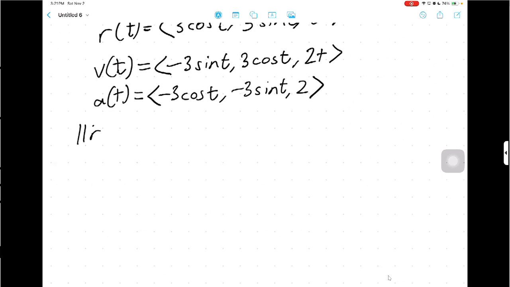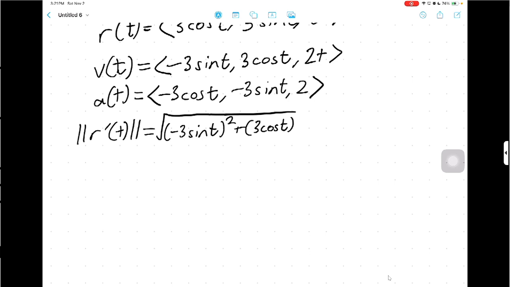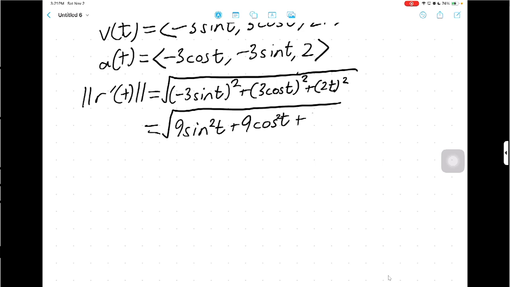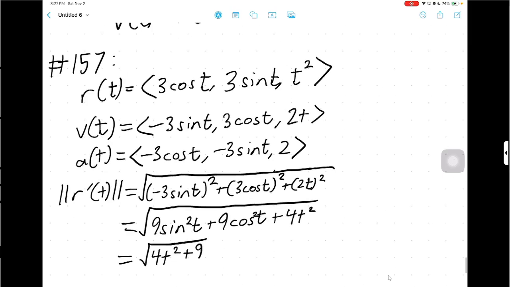The speed is just the magnitude of the derivative, or the velocity. Negative 3 sine of t, 3 cosine of t, 9 cosine squared of t plus 4t squared. We have a sine squared and a cosine squared. So we're going to have the square root of 4t squared plus 9 as the magnitude of the derivative, and that's it for 157.